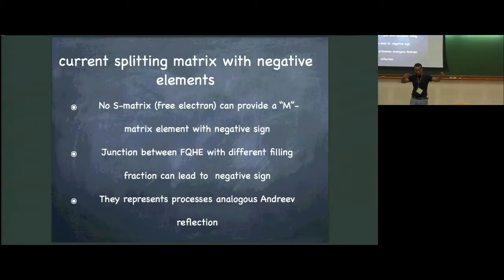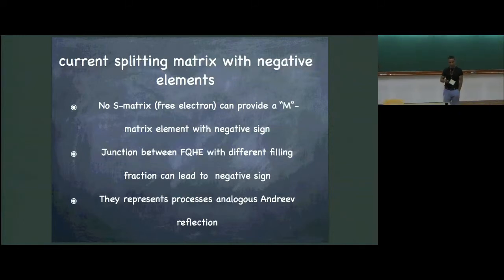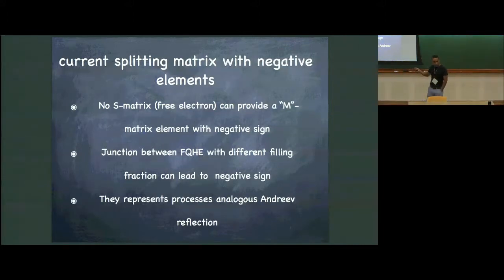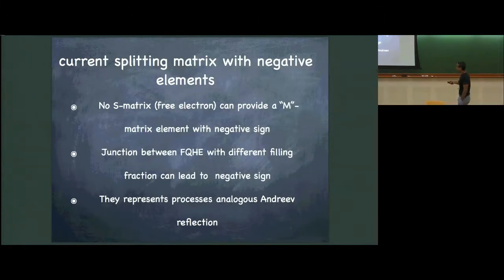Of course, it cannot go in, so it will pair up with two more quasi-particles, and two quasi-holes will bounce off on the other side. That's exactly the fixed point description which allows you to have negative elements in this current splitting matrix. They're very interesting, actually. Superconductivity will, of course, do that, but a mismatch of filling fractions can also give you similar physics. You can get negative elements.